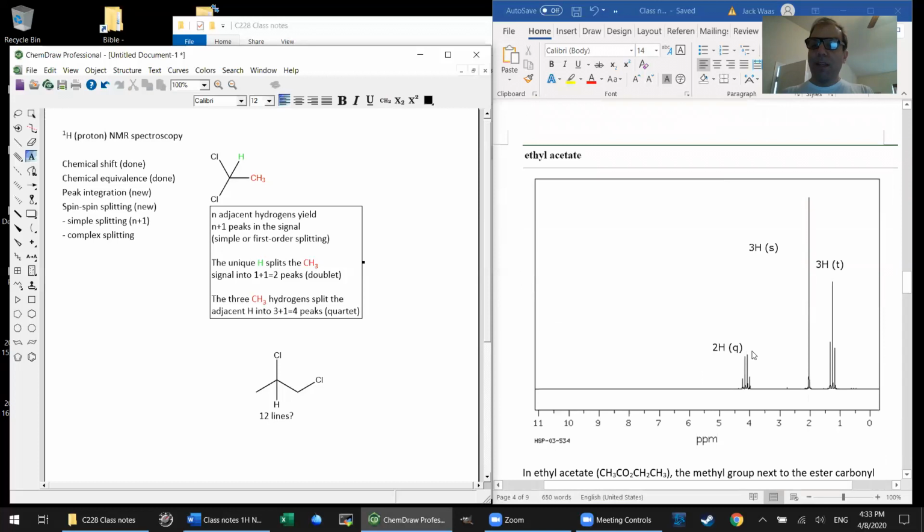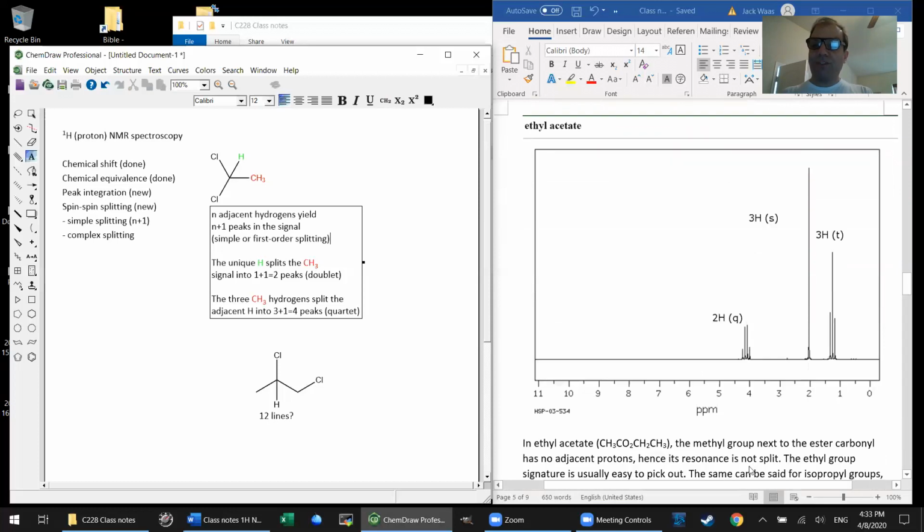Another example of a compound that shows spin-spin splitting, or does and does not show it, is now not methyl acetate, but ethyl acetate. And so we see three resonances here, I should say. The sharp singlet resonance here, which integrates to 3 hydrogens, is for the methyl group that's attached to the carbonyl. And again, for that methyl group, there are no adjacent hydrogens. So it's not split, it remains a singlet.